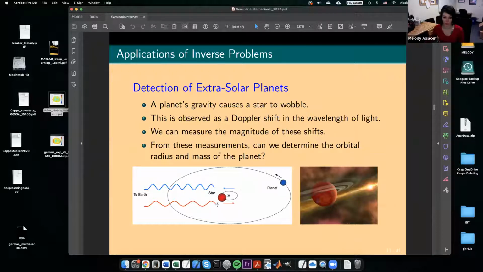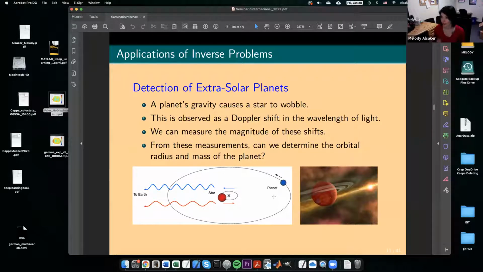As the star moves away from us, we see a red shift where the wavelength of the light shifts into the red end of the spectrum. And as the star moves towards us, it shifts into the blue end of the spectrum. And we can measure those Doppler shifts and their magnitude. And so from those measurements, can we determine the orbital radius and mass of that planet that we can't see?